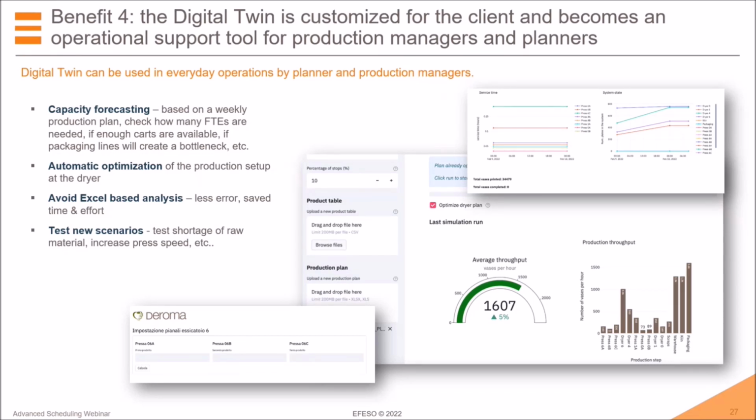a daily basis. You can use it to forecast capacity, because if demand changes over time, you can understand through this tool how many FTEs you have to allocate, for example, to each of the stations and the lines. You can basically avoid spending time and effort on Excel-based analysis, and potentially you can even test new scenarios. So eventually you can use the same basis to extend it and analyze if, for example, you are really convinced to buy new equipment. Before doing that, having a digital twin like this, plus the optimization engine, is paramount to understand if this is worthwhile or not.